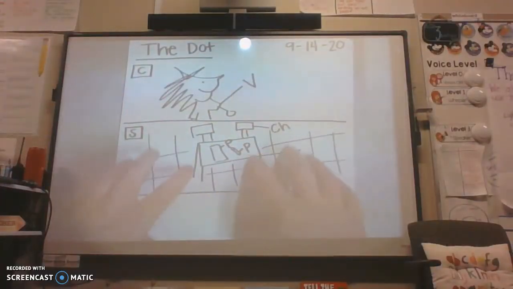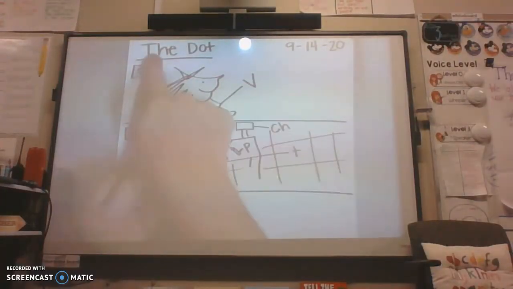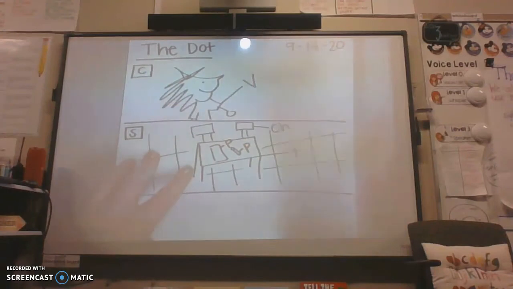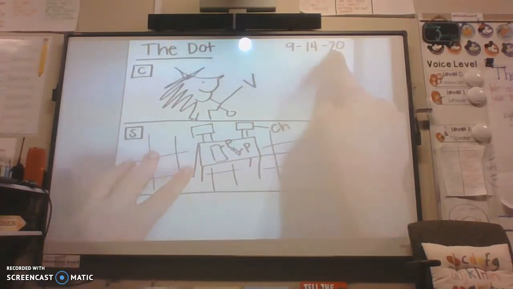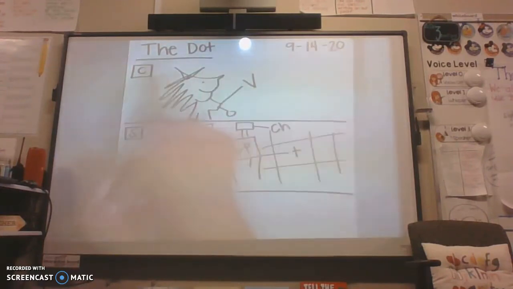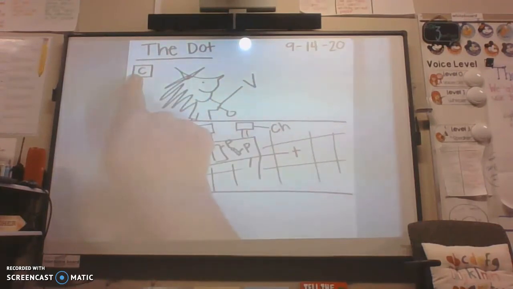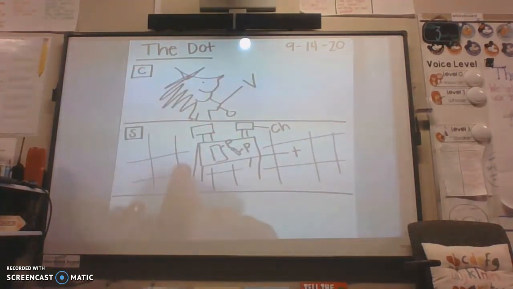Remember, we're using the page that we've been using this whole week. We wrote the title of the book at the top, The Dot, and we underlined it because the titles of books are always underlined. We wrote the date from when we started this reading response. We started it on Monday, September 14th, 2020. We've already recorded the main character, and we use the code C. We've already recorded the setting of the story, and we use the code S.